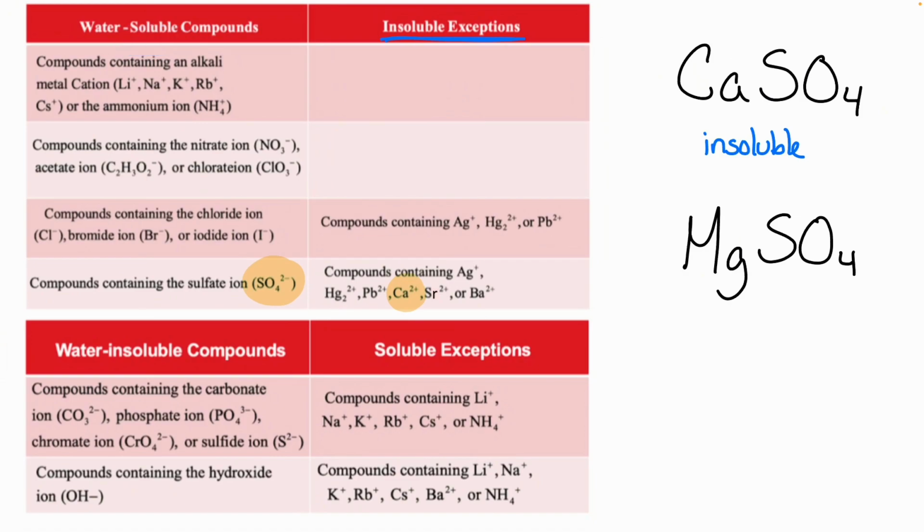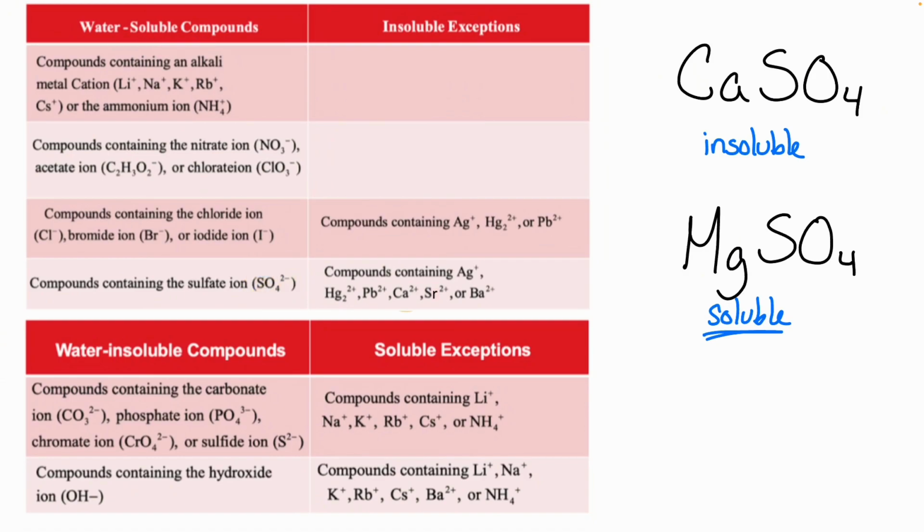And what about magnesium sulfate? Who thinks it's soluble? Raise your hand. Insoluble, excellent. All right, so this is indeed soluble, because again, most sulfate compounds are soluble, right? It's listed in this water-soluble compounds. And there are a few insoluble exceptions, but magnesium is not among them, right? Magnesium is not listed here, so we can say that this is indeed a soluble compound.